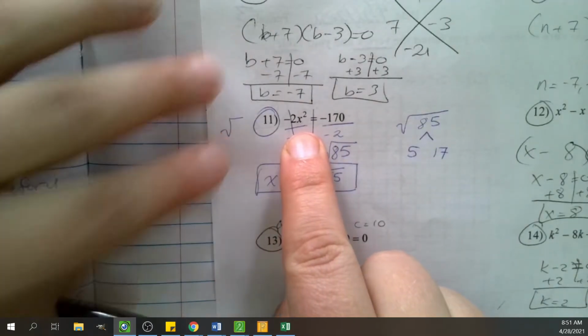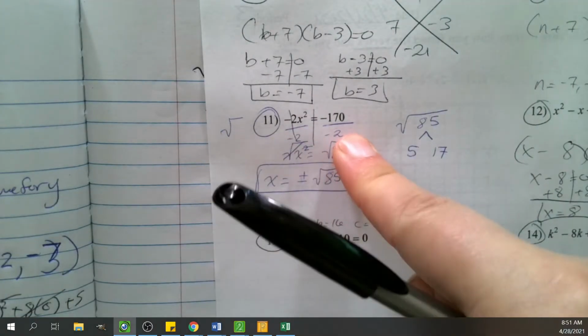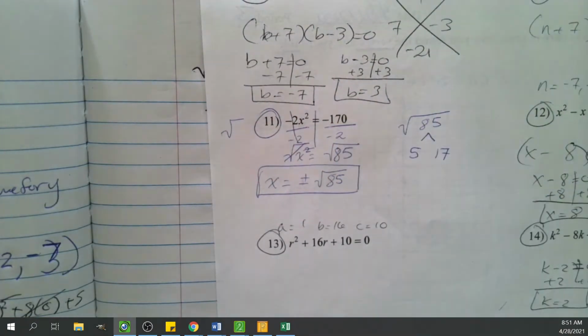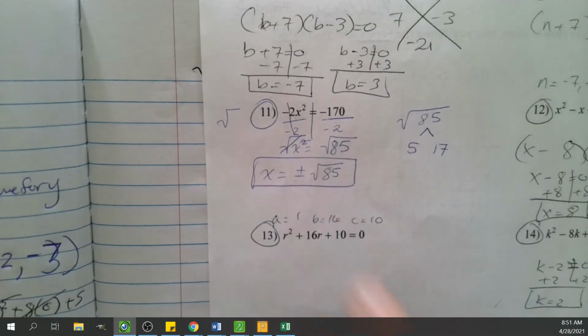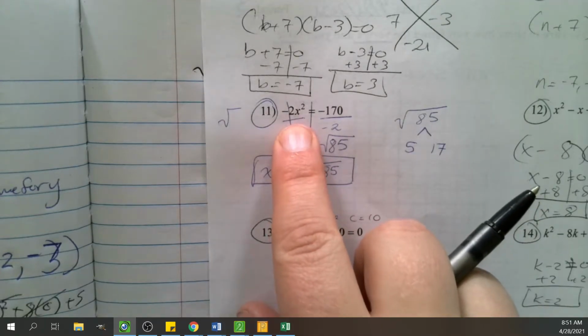X squared, set up for square root. Is there any other square roots on this one? What I want you to notice is you're going to use the square root when there's no middle term.